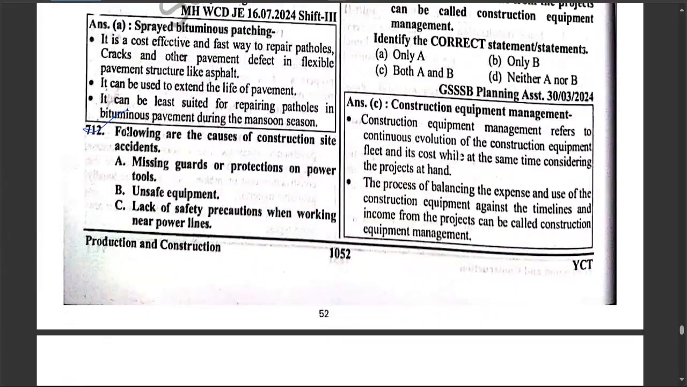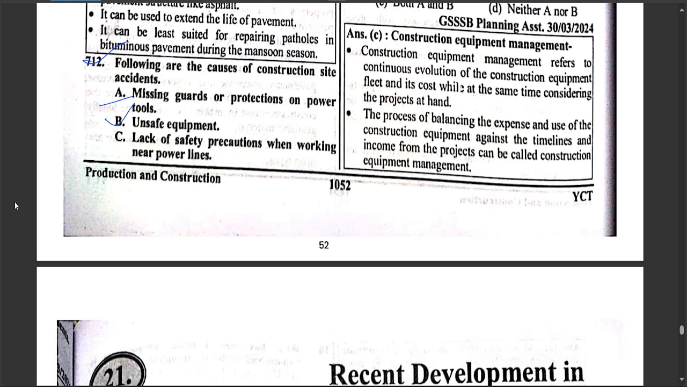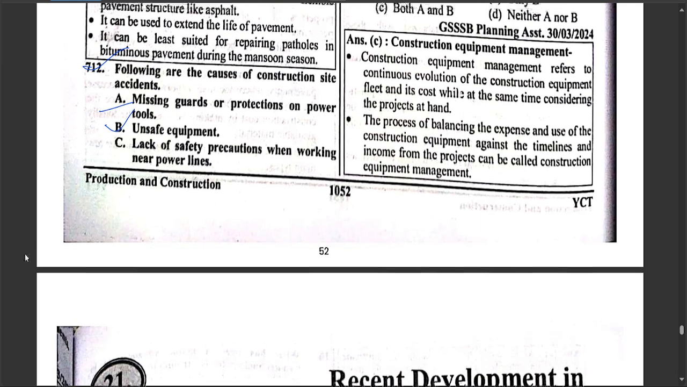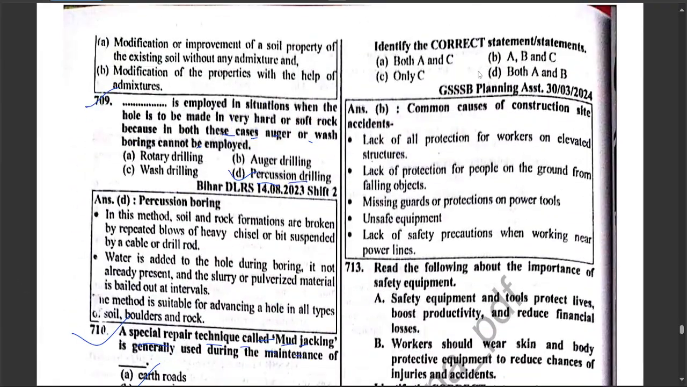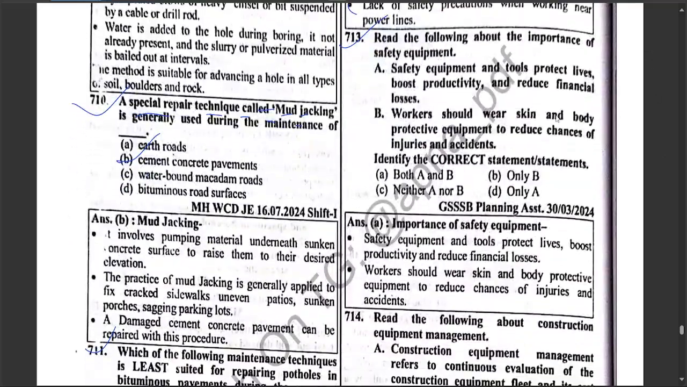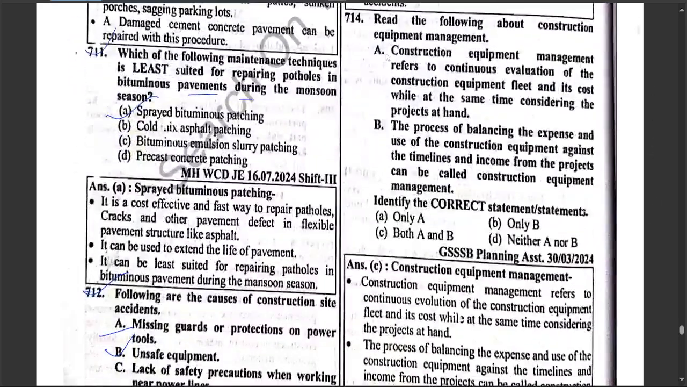Following are the causes of construction site accidents: a missing guard or protection on power tools, unsafe equipment, and lack of safety precautions when working near power lines. Hence all the statements are correct. Read the following about the importance of safety environment. Safety equipment can protect life, boost productivity and reduce financial losses. Workers should wear skin and body protective equipment to reduce chance of injury or accident. Hence, first and second statements are both correct.